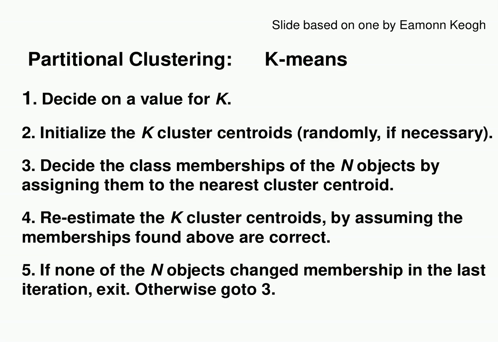The process begins by deciding on the number of clusters, k. Next, you initialize the k cluster centroids, which can be done randomly. Each data point is then assigned to the nearest cluster centroid, determining the initial class memberships. Following this, you re-estimate the centroids by calculating the mean of all points in each cluster. This process iterates, reassigning data points and updating centroids, until no data point changes its cluster membership. This iterative refinement ensures that clusters become more distinct and well-defined with each cycle.